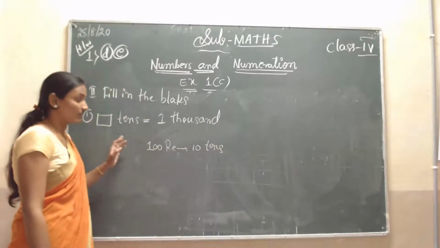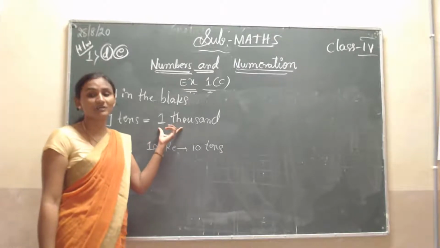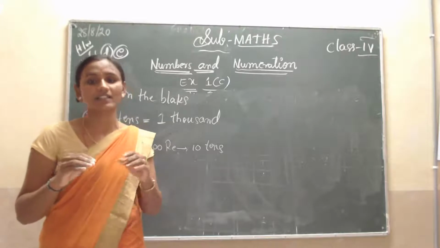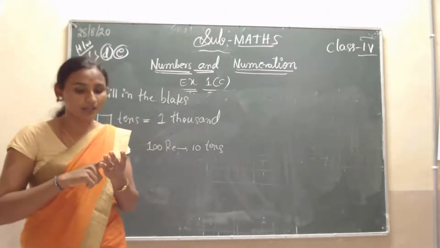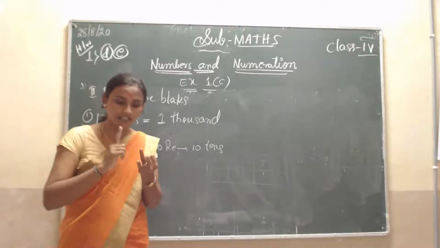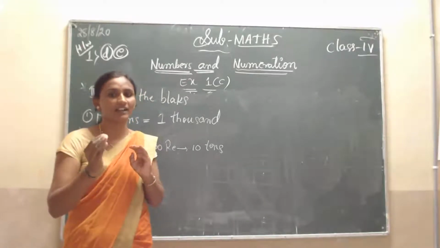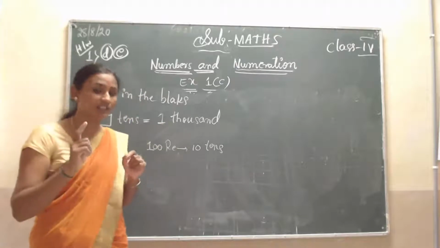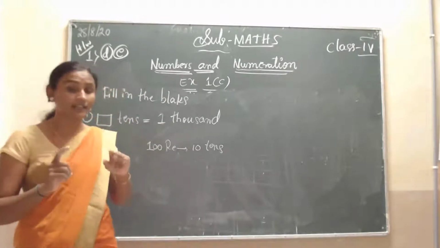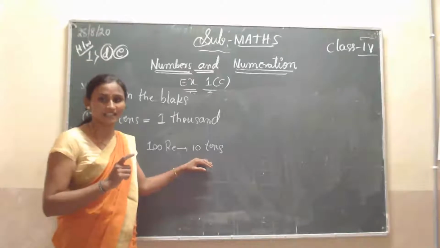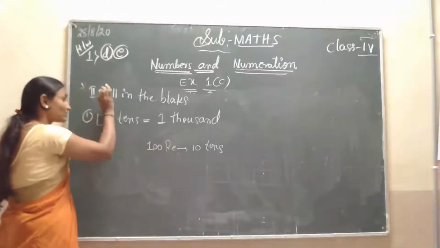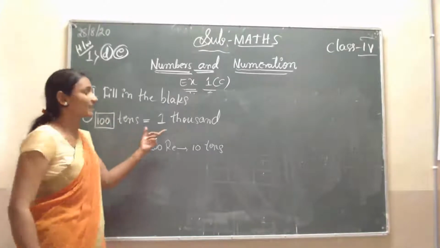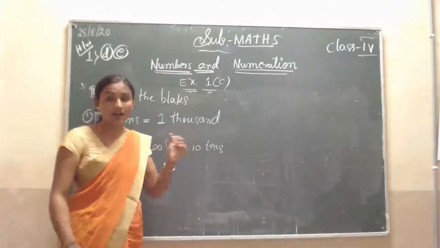So here what is the question? 1,000 means how many hundreds? That is 100, 200, 300, 400, 500, 600, 700, 800, 900, next 1,000. So 1,000 is 10 hundreds. But here the question asks about tens. 100 tens means that is 1,000 rupees.